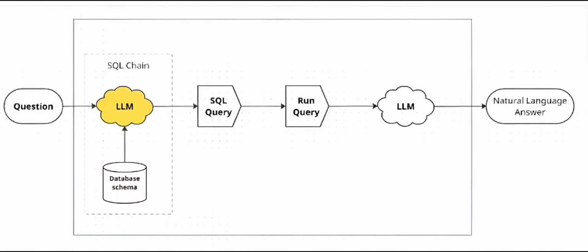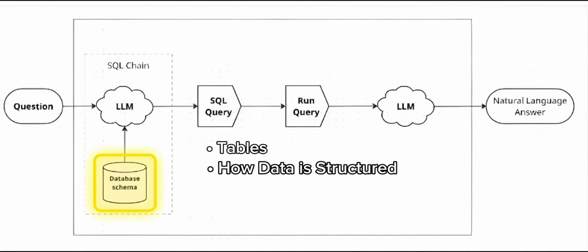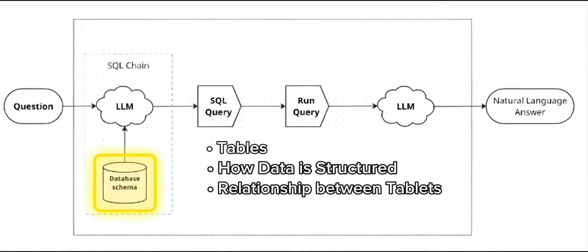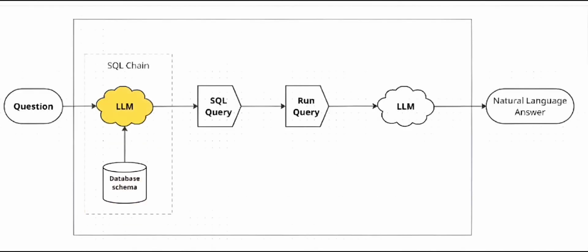Now this LLM is not working blindly. It is connected to the database through the database schema. This schema tells the LLM what tables exist, what columns are available, how the data is structured, and the relationships between the tables as well. Using all this information, the LLM understands the user question and converts it into a proper SQL query.